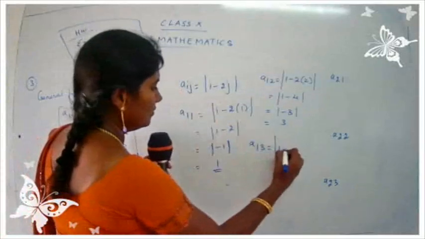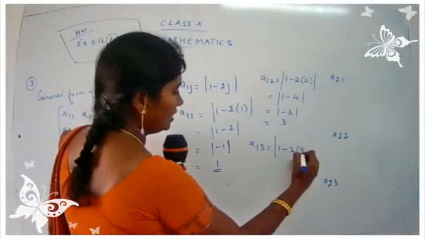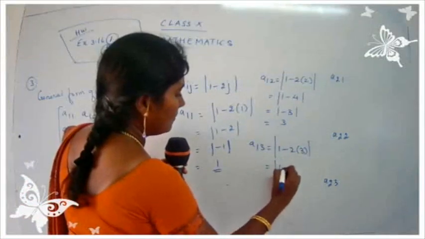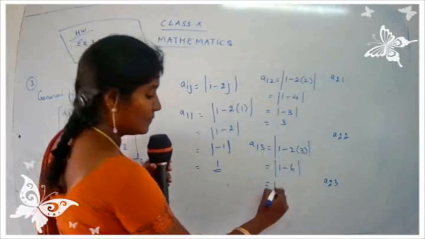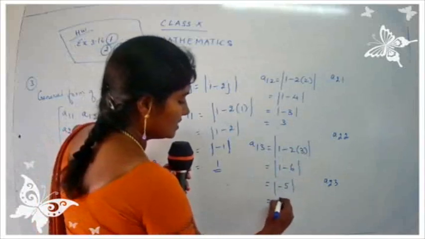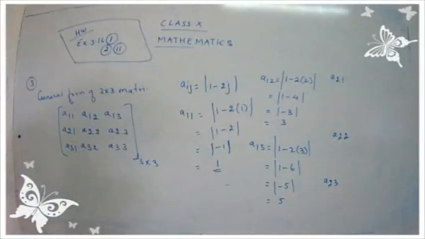A13. i is 1, minus 2, what is j? It's 3. 1 minus 2 threes are 6. 1 minus 6, minus 5. Good. So what is the answer? 5. Okay. Find out 2, 1, 2, 2, 2, 3. Come on.